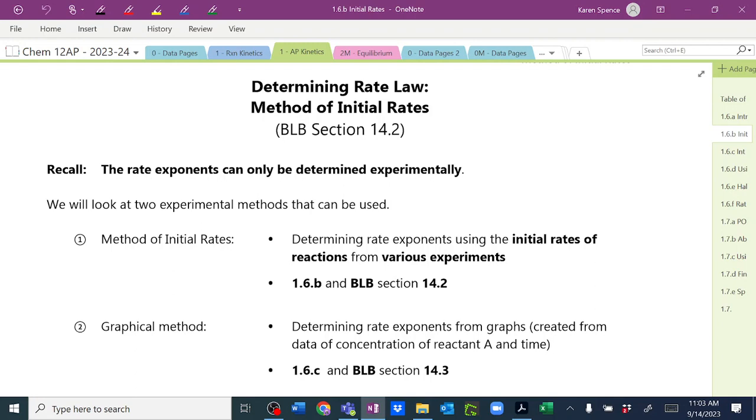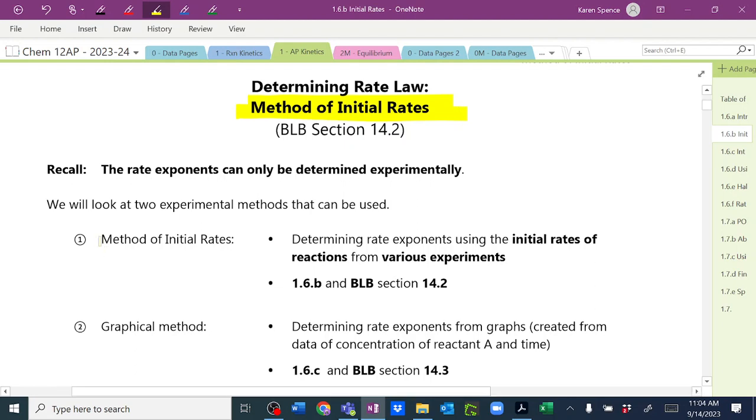Okay, 1.6b, page 4. There are 2 methods that we're going to look at, and the first one, this is the one we're doing here, is the method of initial rates. So we will be looking at the rate at the very start of a reaction. You know how sometimes rate decreases over time, right? Because your concentrations drop over time. So we're going to look at just that very first few seconds of the reaction, okay?